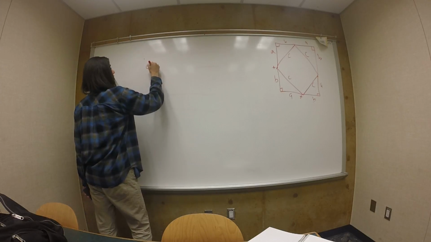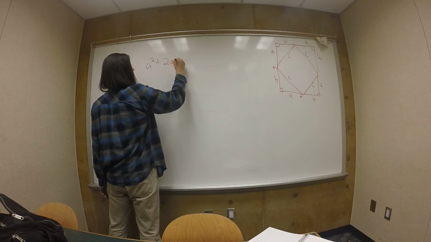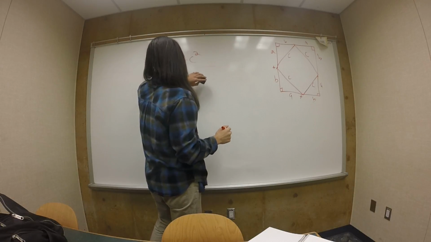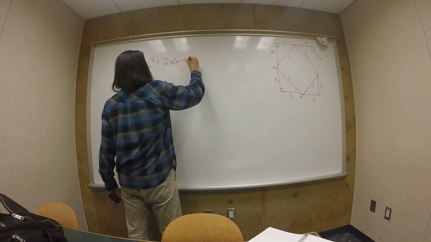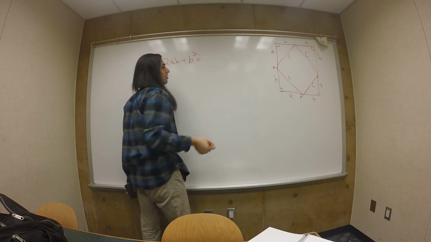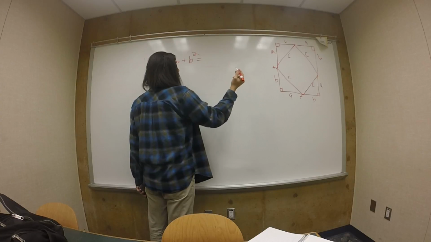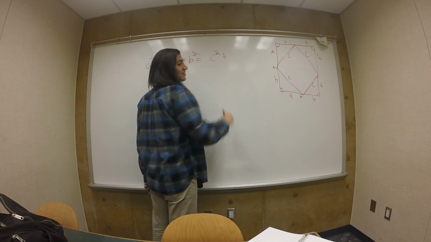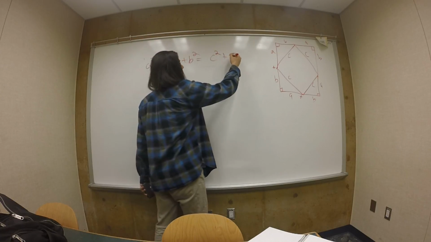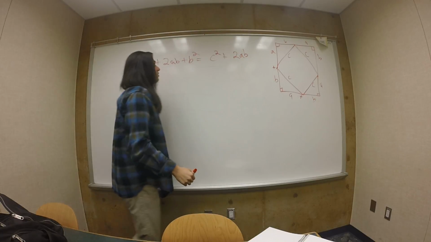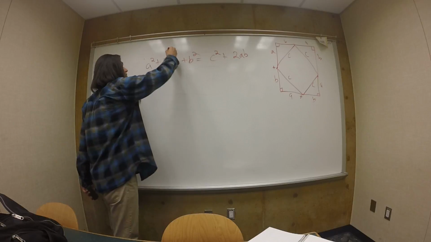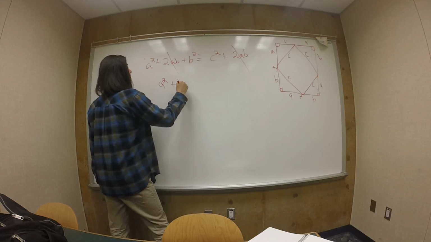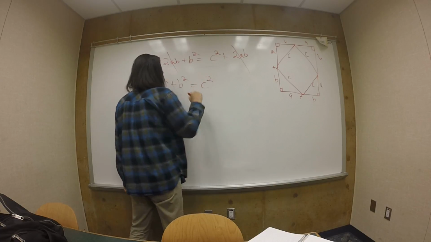A squared plus 2AB plus, not C squared, B squared. And our right side, which I erased, was C squared plus 2ab. Ultimately, 2ab gets canceled. A squared plus b squared equals c squared.